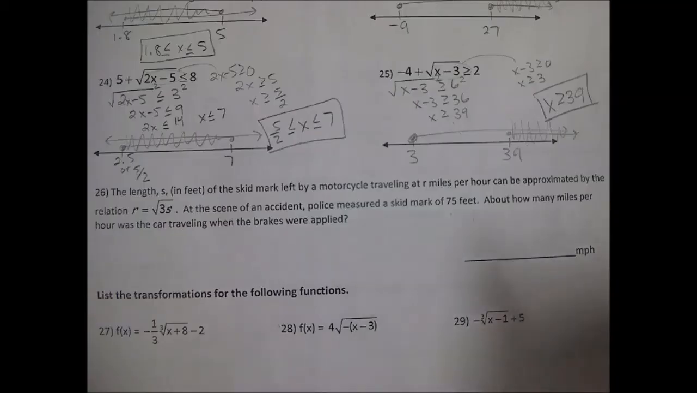All right, 26 is a word problem. Don't freak out. It tells us that the length in feet of a skid mark left by a motorcycle traveling at r miles per hour can be approximated by the equation r equals the square root of 3s.